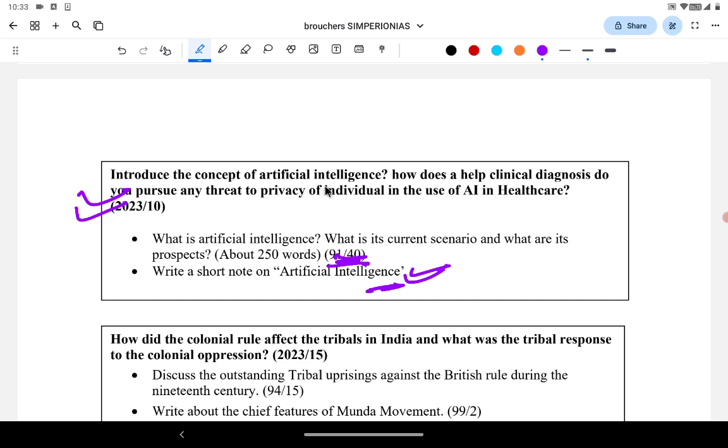They asked about the concept of artificial intelligence, how it can help in clinical diagnosis and the challenges of privacy. See here, what is artificial intelligence? What is the current scenario and what are the prospects? One of the prospects is, of course, the medicine, sorry, not telemedicine, the medicine. But here they have gone and explored the privacy issues. Many times even these questions are asked in ethics or even in GS3, e-governance, digitization of economy, how that will impact privacy, etc. This is important. So there is nothing surprising in that question.